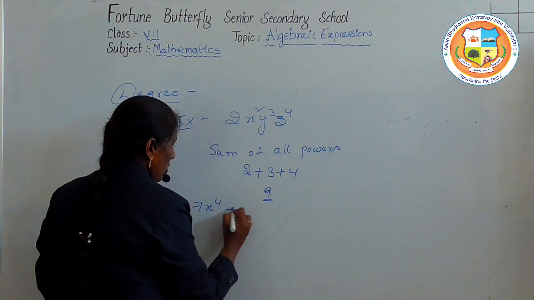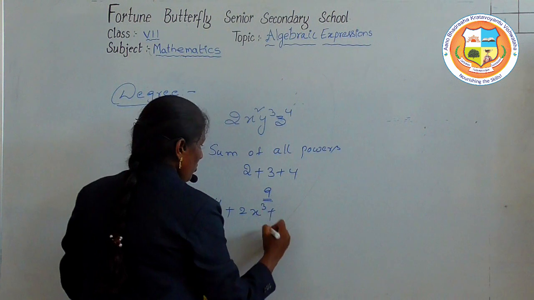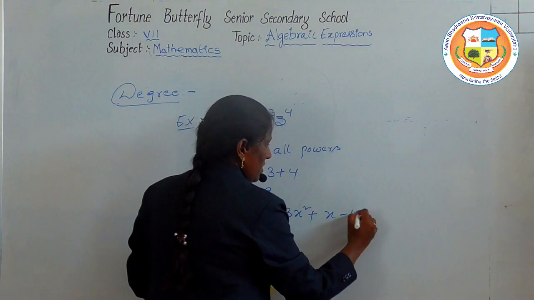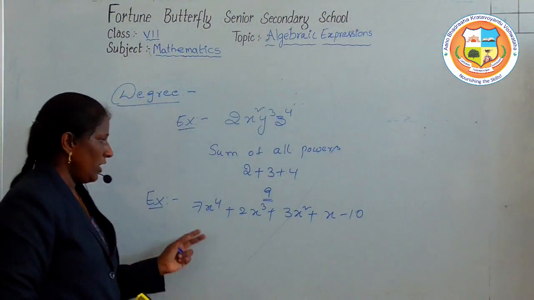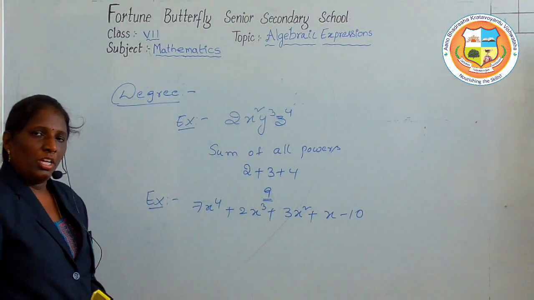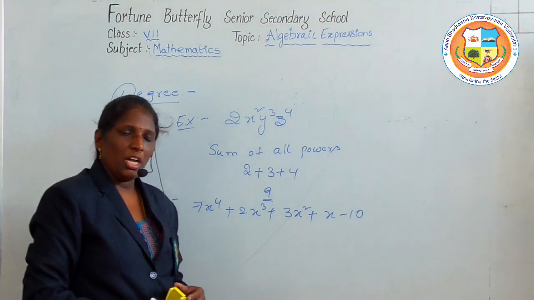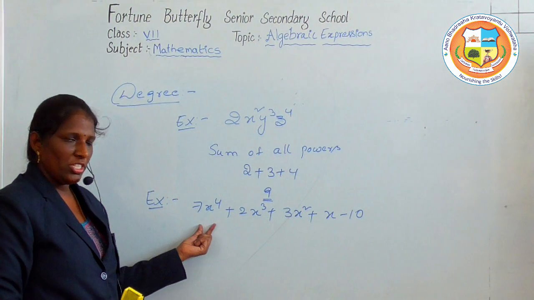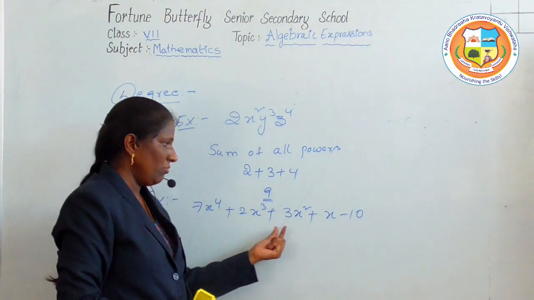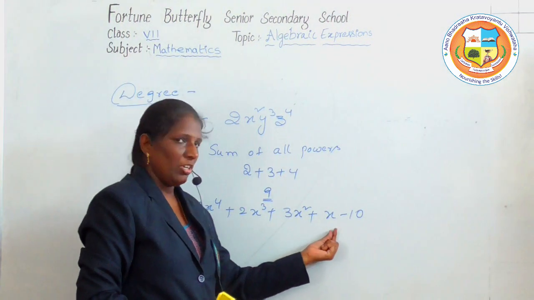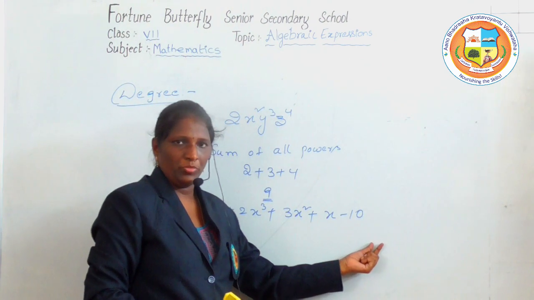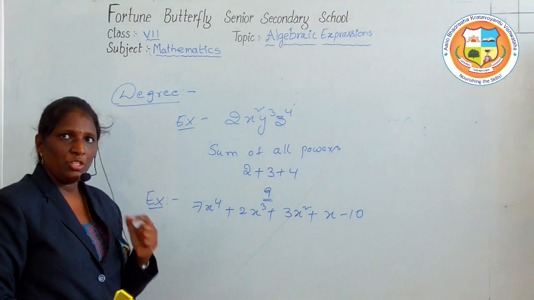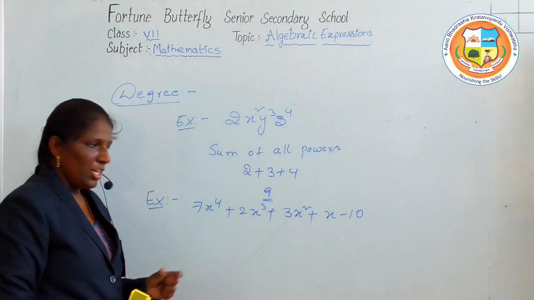7x^4 + 2x^3 + 3x^2 + x - 10. Now it is one algebraic expression. In this algebraic expression, degree means the highest power of the term. Here, how many terms are there? 7x^4 is one term, 2x^3 is one term, 3x^2 is one term, x is one term, and 10 is also a constant term. Okay, all of these are terms. Take each term. What is the highest power?